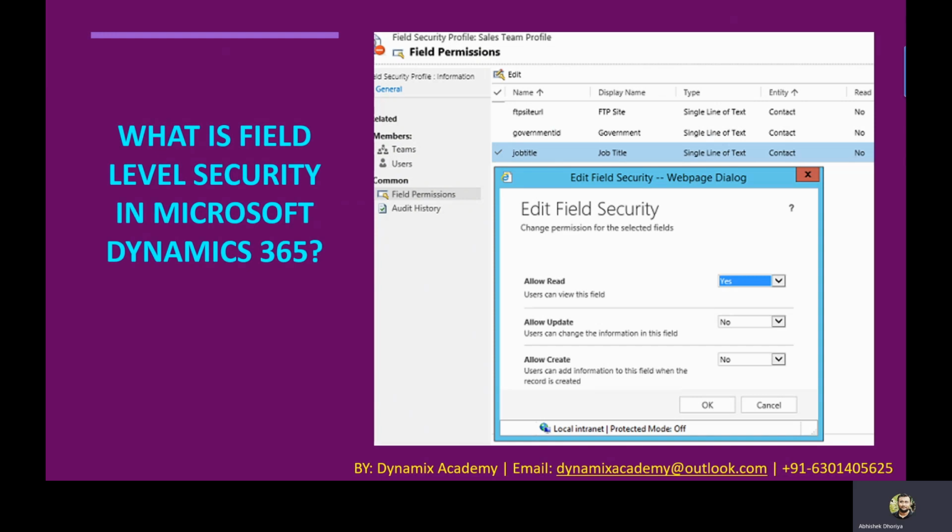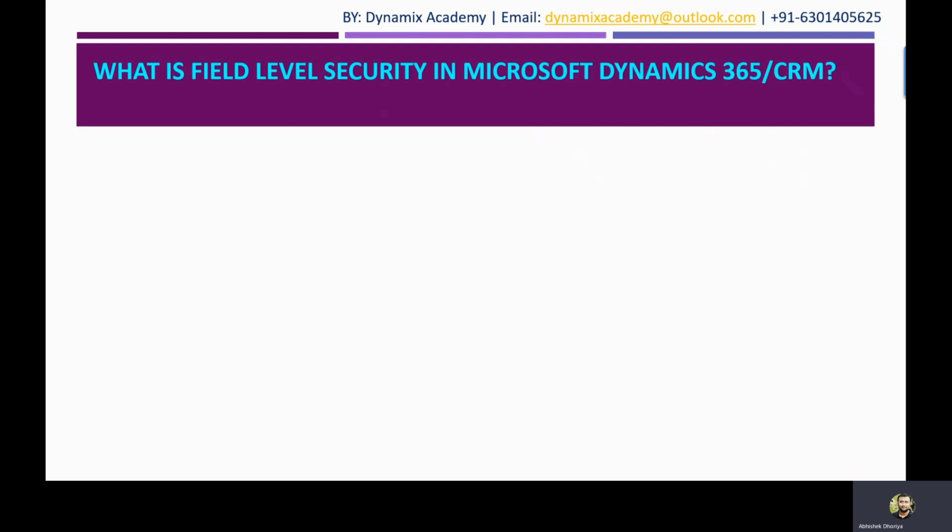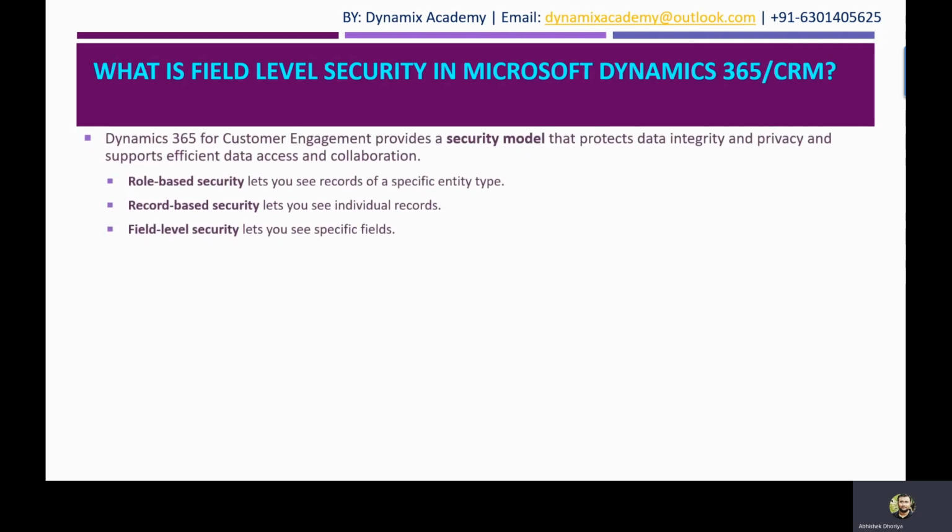So in this part we are going to see what field level security is in Dynamics 365 and how it was introduced. As you might already be aware, Dynamics 365 for customer engagement provides a security model that protects data integrity, privacy, and supports efficient data access and collaboration. There are three core components of the security model. First is role-based security, which lets you see the records of a specific entity type. Then comes record-based security, which lets you see individual records. And lastly, field level security, which lets you see the specific fields of those records.